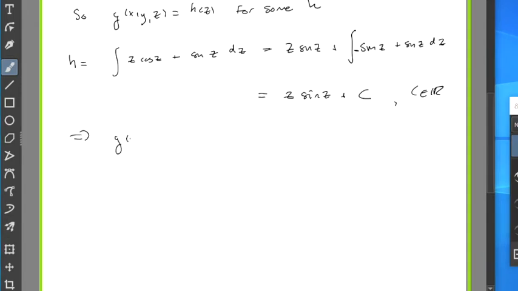So a potential for our vector field is given to us by Z sine Z. We could have chosen any other value for the constant, but I think 0 is a nice value.